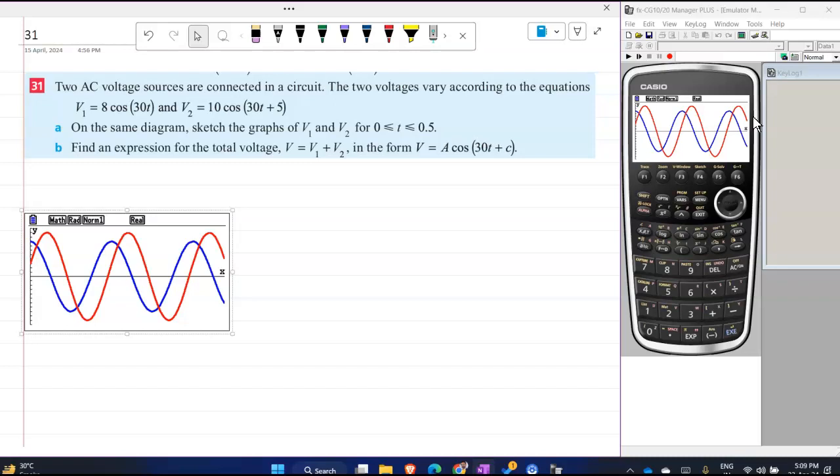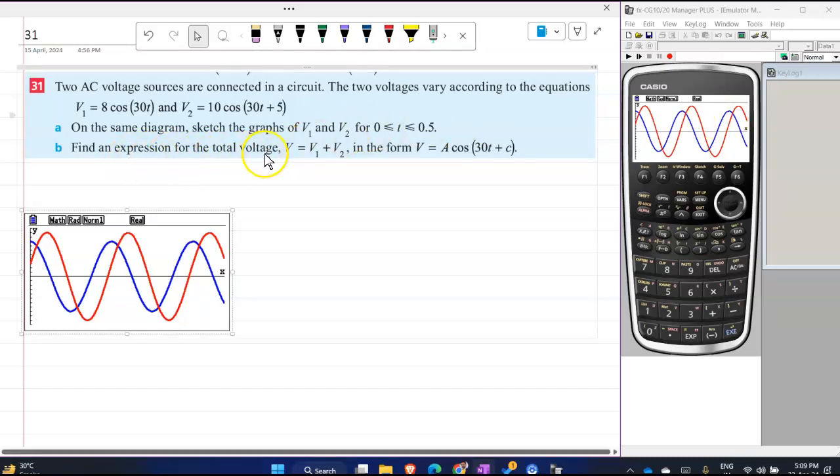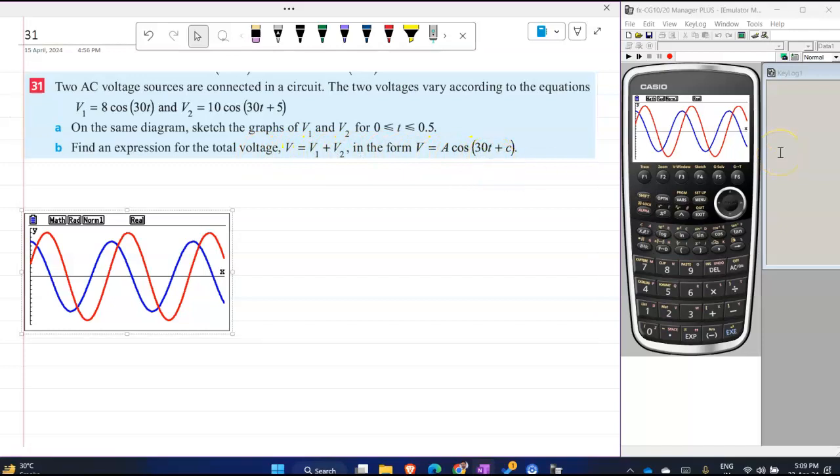So remember, whenever it's not specified with the radians, it's radians. Find an expression for the total voltage v1 plus v2 in this form. So what will you do is, again we'll do that complex number method. This is very, very important, combining sinusoidal voltages. So for v1, what's your r1? 8. What's your theta 1? 30t. For v2, what's your r2? 10. What's theta 2?